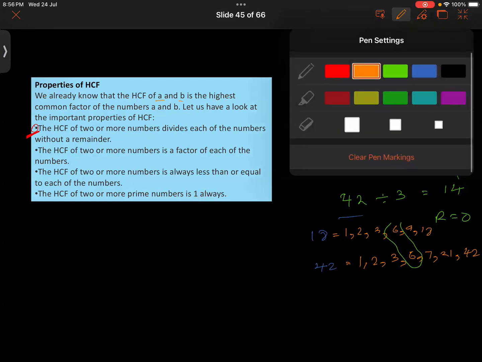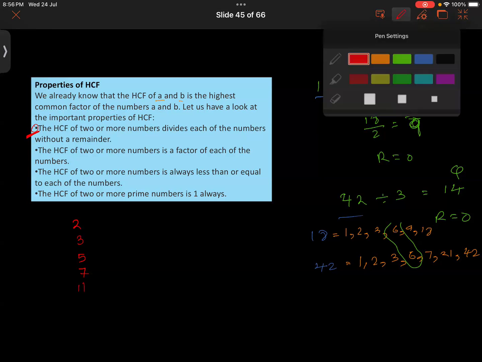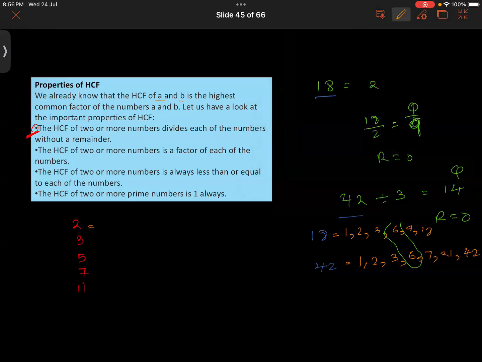We know about prime numbers. Give some examples of prime numbers. Like 2, 3, 5, and 7. Not 4, not 9. 9 is not a prime number. It is a composite number. It has more than two factors. Like for example 11, 13. So when you write down their factors: 1 and 2, 1 and 3, 1 and 5, 1 and 7, and then 1 and 11.